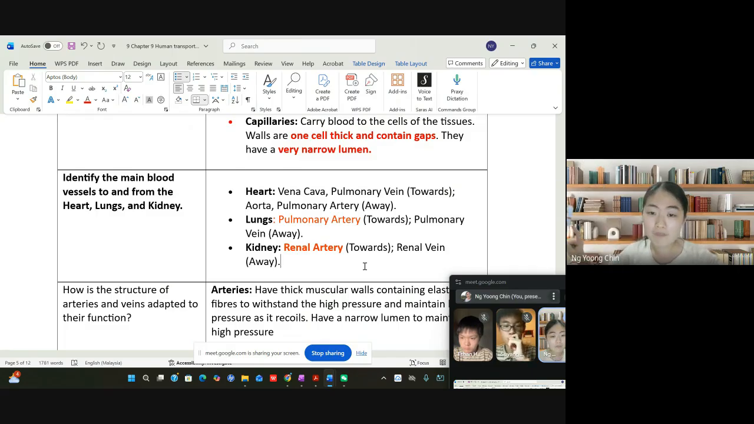Veins... why did I put the wrong thing? Okay, sorry, let me look through again. I think I put the wrong thing. I'm so sorry. I will need to correct it.